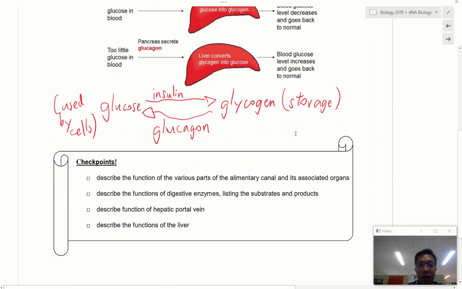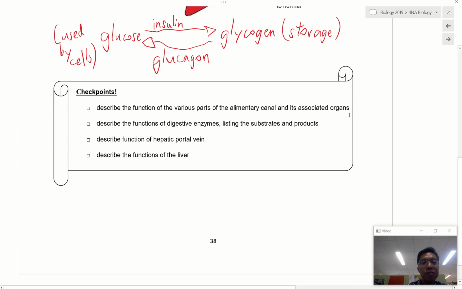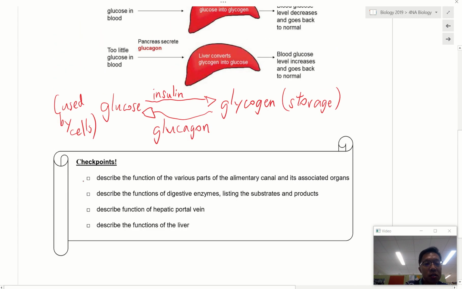So that marks the end of this topic. If we know about ingestion, digestion, absorption, assimilation, and egestion, and how they are carried out by the various parts of the alimentary canal and the accessory organs, that is good enough. So those are the functions of the various parts. We also talk about the enzymes. We did a pop quiz for the digestive enzymes, so we need to be able to know the substrates and the products.